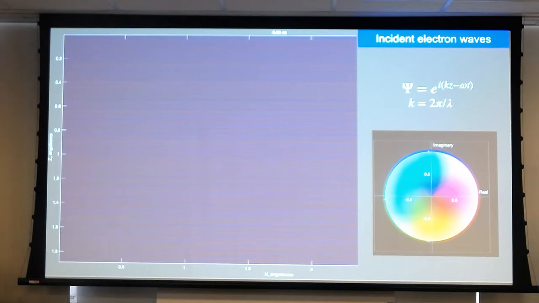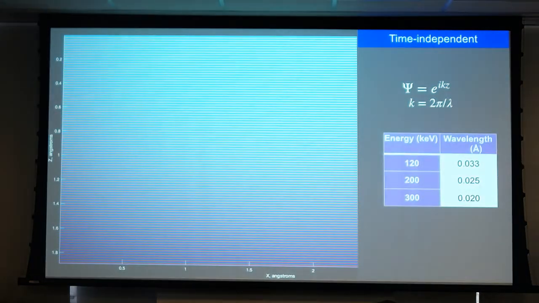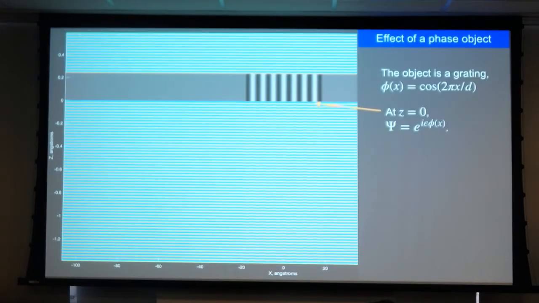And so what we're going to be looking at is not this whole cloud of electrons interfering with each other, but we're going to be looking at one electron at a time, its electron wave going through the imaging system and interfering with itself. So we're going to ignore time dependence, and we'll get rid of the time dependent part, and we'll just take a snapshot in time of our electron wave. And we're going to introduce a phase object, a phase gradient.